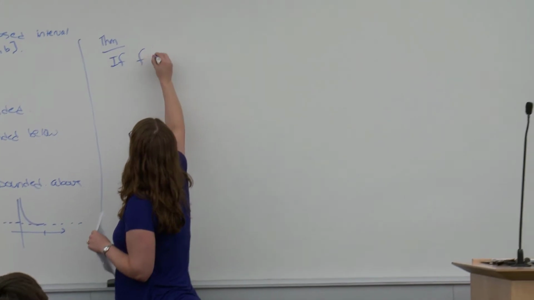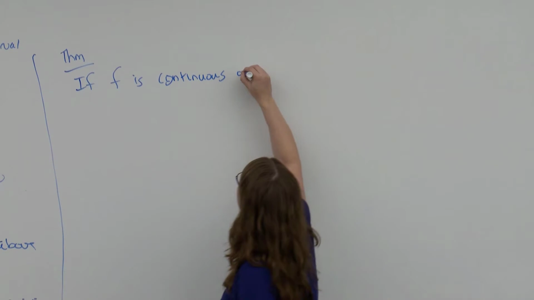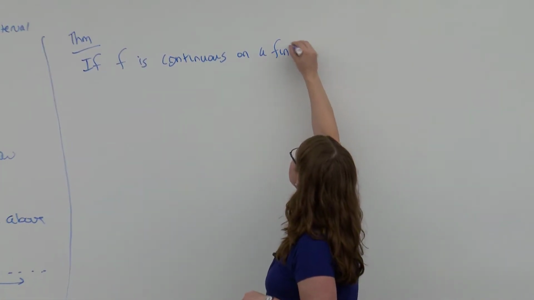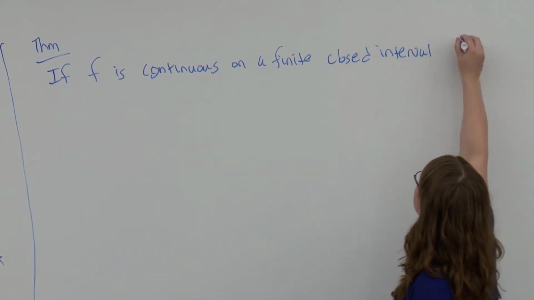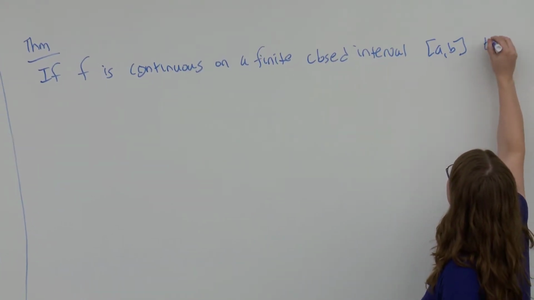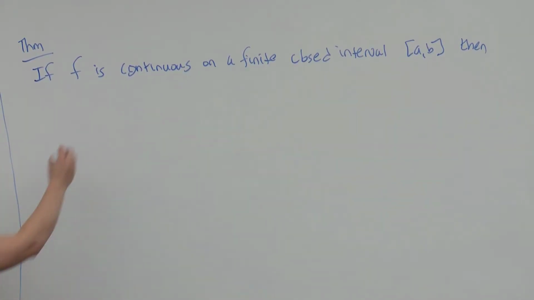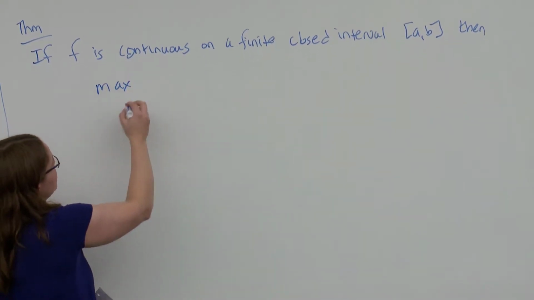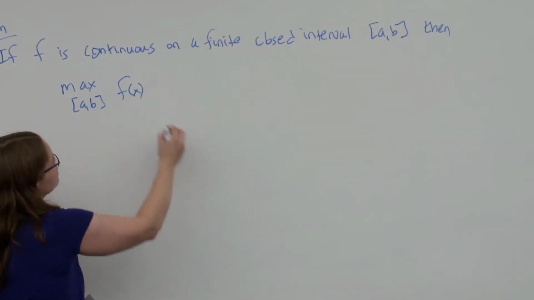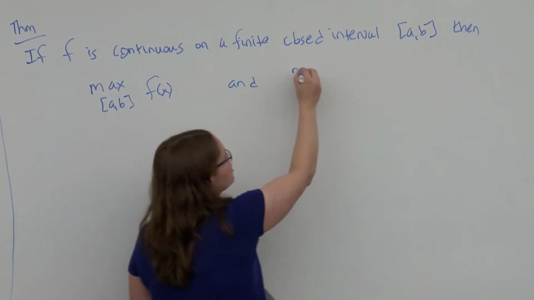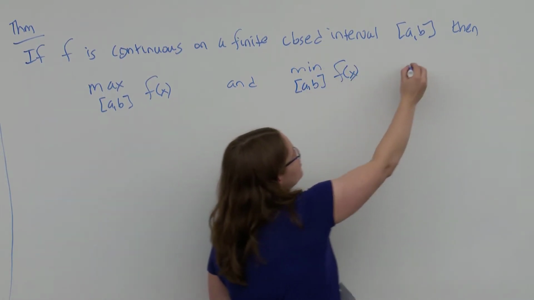And you make a lot of arguments from continuity and things like that to try to say, does this model make sense? Does it not make sense? So again, if f is continuous on a finite closed interval [a, b], then these two numbers exist. So the maximum on this interval of f of x and the minimum on this interval of f of x, these numbers both exist.